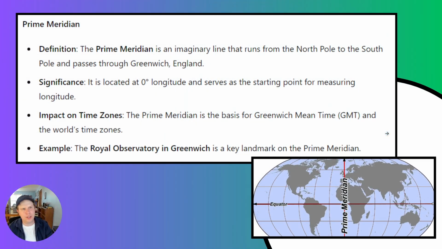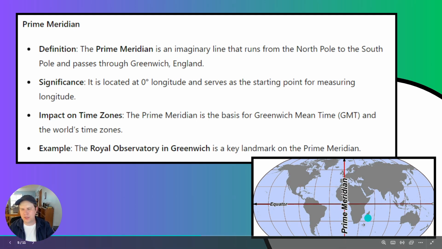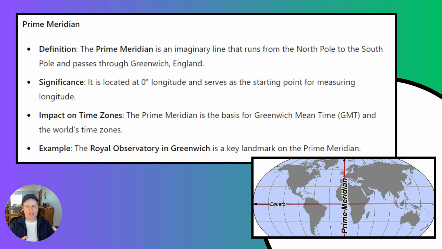The next one of these we want to look at is the prime meridian. The prime meridian is an imaginary line that runs from the North Pole to the South Pole, and it passes through Greenwich, England. Its significance is that it is located at 0 degrees longitude, and it serves as the starting point for measuring longitude.